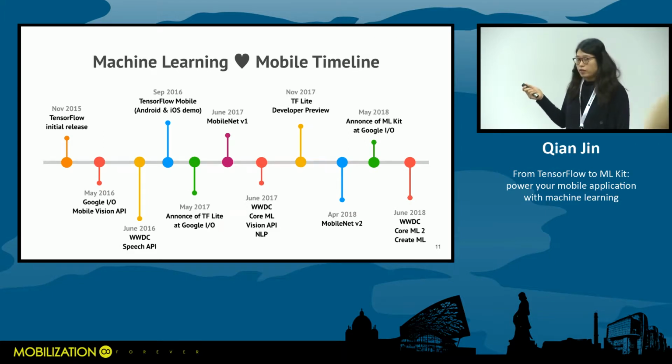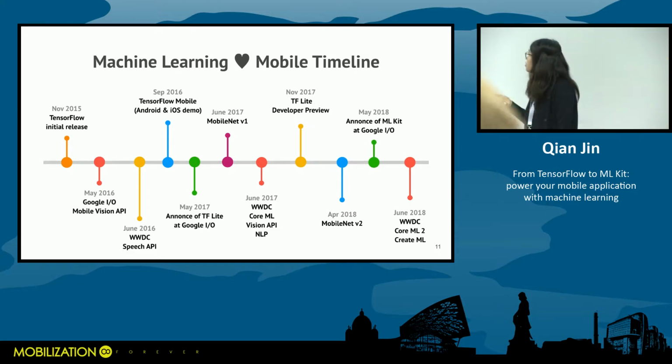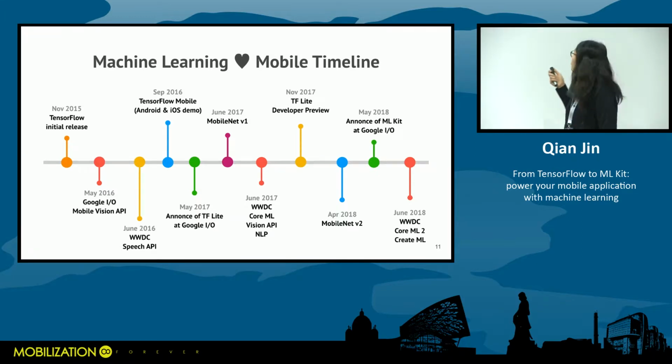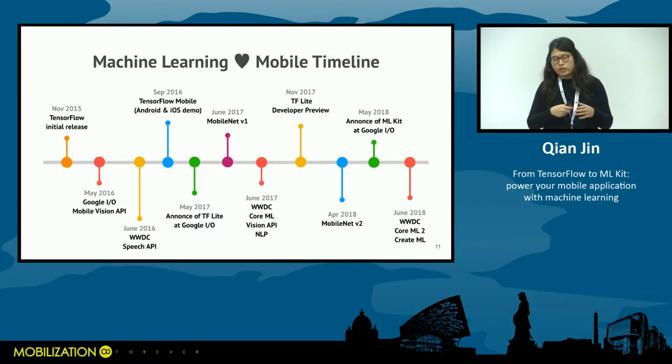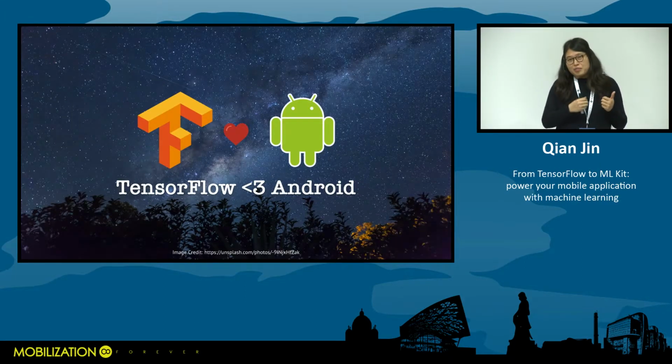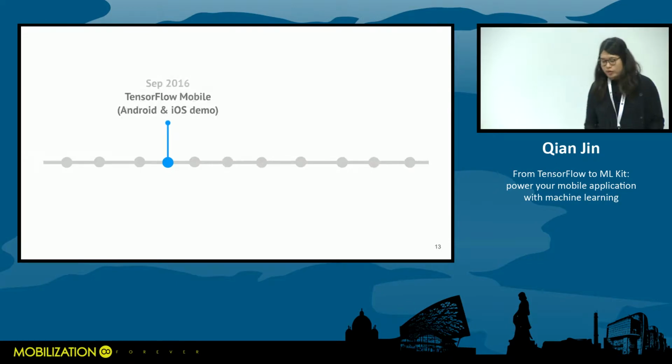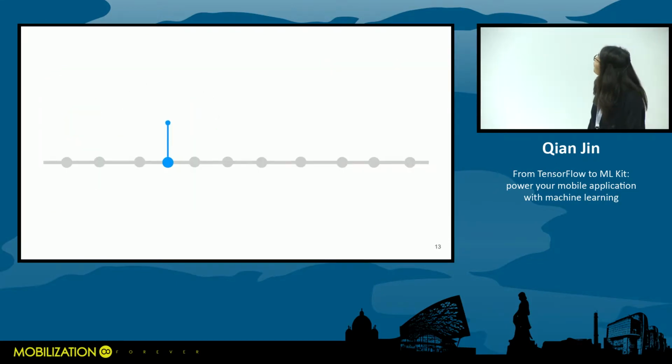Then we have the announcement of TensorFlow Lite during Google I/O 2017. We have MobileNets, which is a model optimized for machine learning on mobile devices. Then we had Core ML 2. We also have ML Kit, which was announced this year. So as you can see, the effort has been very constant for the last 2 years. And for me, since I'm an Android developer on a daily basis, what motivated me to try was the day that TensorFlow released the Android apps.